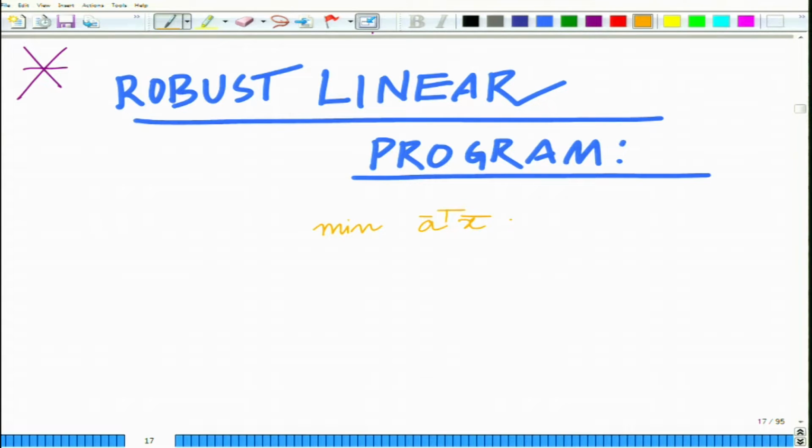c bar transpose x bar. This is our objective function, which is an affine objective, and this is subject to affine constraints, that is c bar i transpose x bar less than or equal to d i for i equals 1 up to L. Now, however, while formulating this linear program, we have assumed that these c bar i's, if you look at these vectors, are perfectly known.